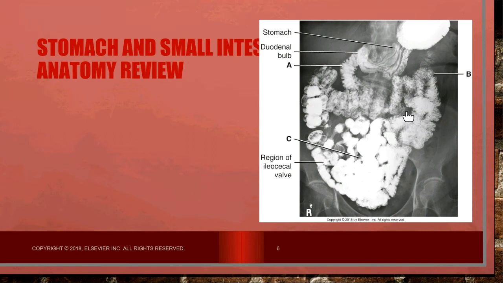And then the biggest section of the small intestine is referenced in the region of letter C, which is the ileum, spelled I-L-E-U-M. And they're showing here the region where the terminal portion of the small intestine, the ileum, dumps into the first portion of the large intestine, which is the cecum. So this is called the ileocecal valve.